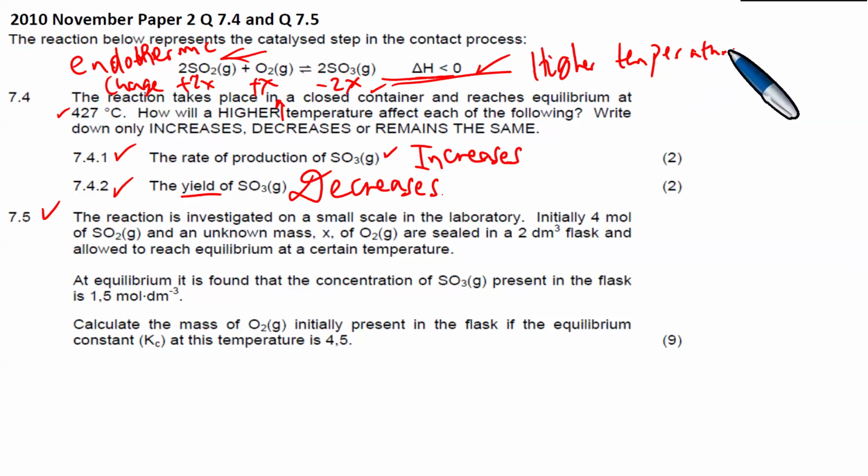Under normal conditions, you'd expect that these are minus and this is plus. But this only happens when the temperature is higher, and it does the opposite. That is why in 7.4.2 the yield of the SO3 is going to decrease. So SO3 decreases when SO2 and O2 increase.